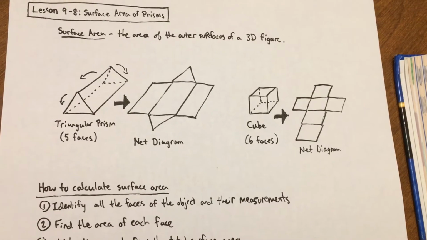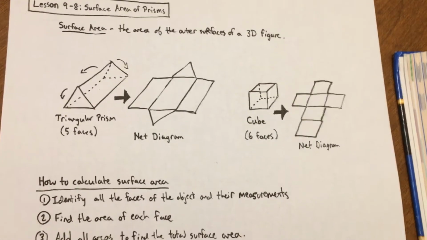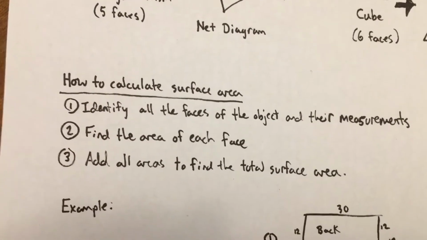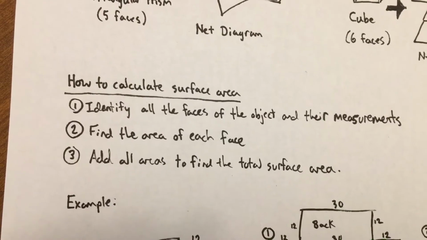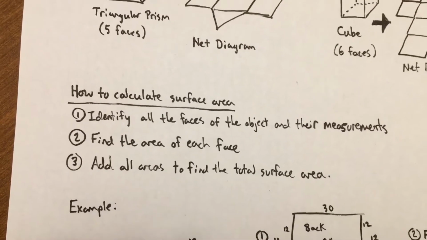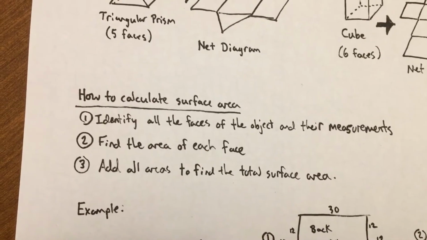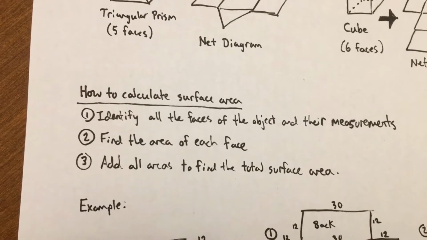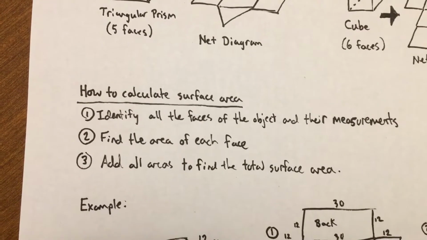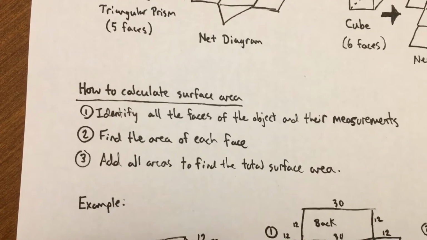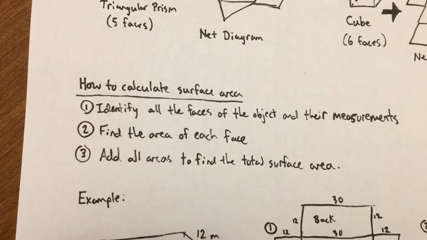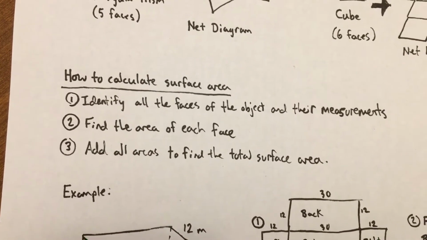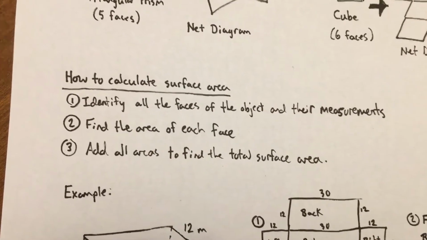Now, there is a step-by-step process in how you go about calculating surface area. And it's 3 steps in total. The first thing you would want to do is make sure you identify all the faces of the object and their measurements. So that's a very important thing to do first. Once you've done that, then calculate the area of each face. Once you've done that, add up all the area of the faces to find the total surface area. So those are the 3 steps. Identify the faces, find each face's area, and then add them all together.